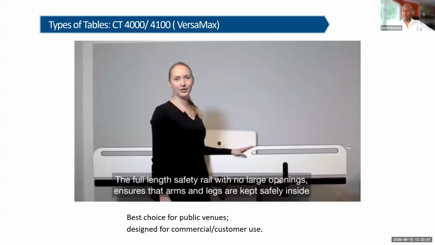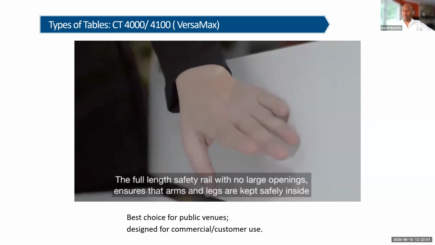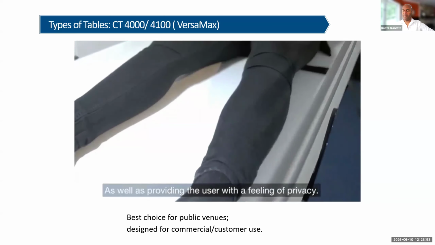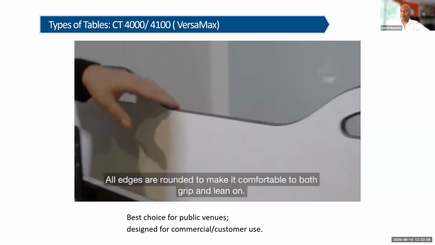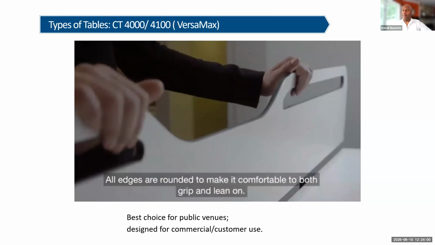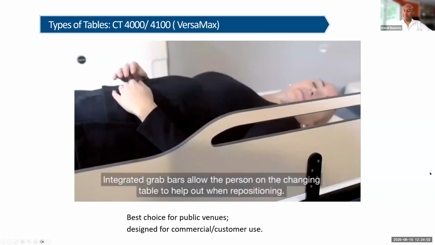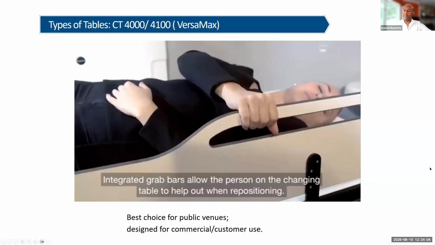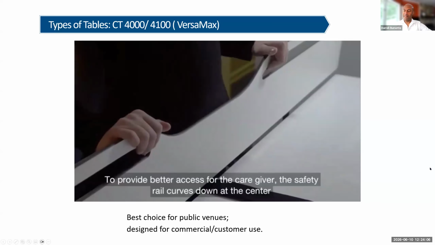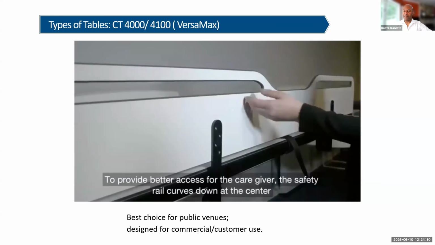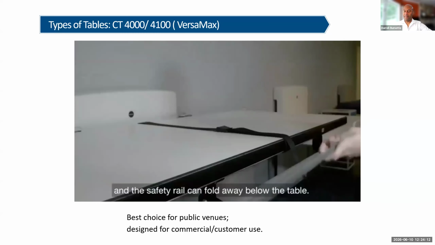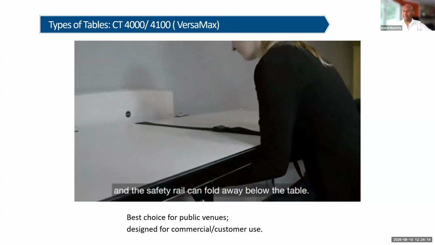The full-length safety rail with no latch openings ensures that arms and legs are kept safely inside, as well as providing the user with a feeling of privacy. All edges are rounded to make it comfortable to both grip and lean on. Integrated grab bars allow the person on the changing table to help out when repositioning. To provide better access for the caregiver, the safety rail curves down at the center, and the safety rail can fold away below the table.